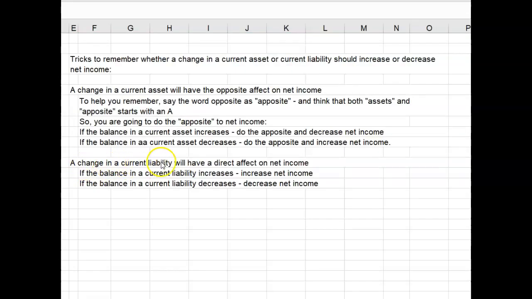Whereas a change in a current liability will have a direct effect, or the same effect, on net income. If the balance in a current liability account increases, then increase net income. If the balance in a current liability account decreases, then decrease net income. You only have the opposite effect for an asset. You have the same effect for a liability.